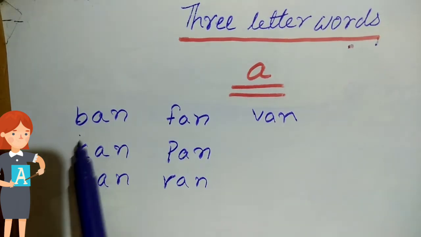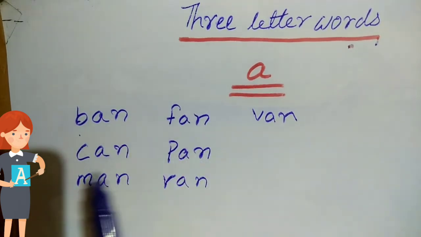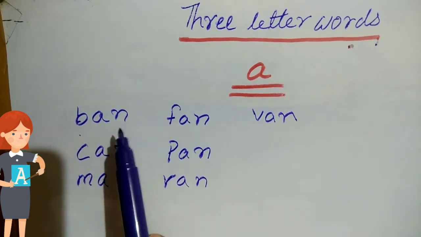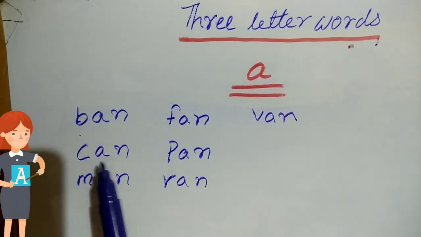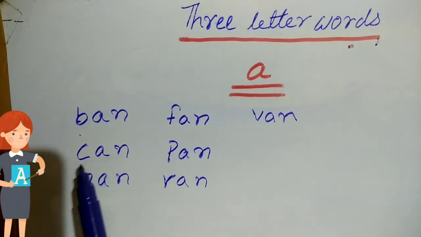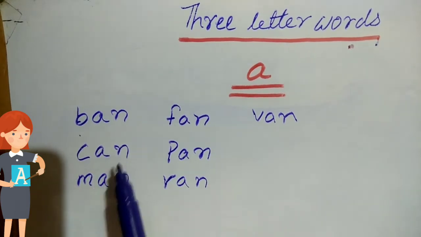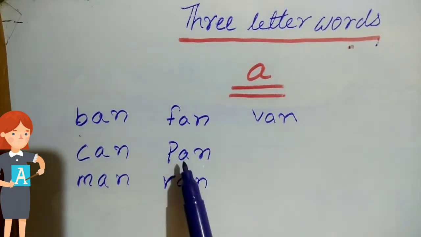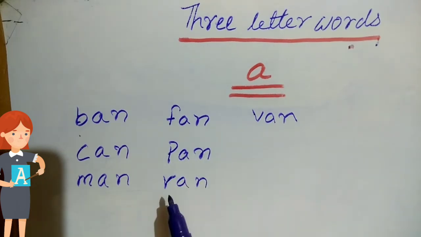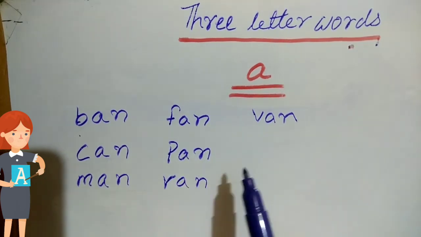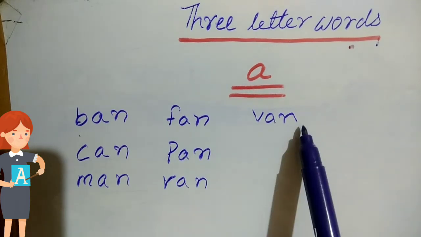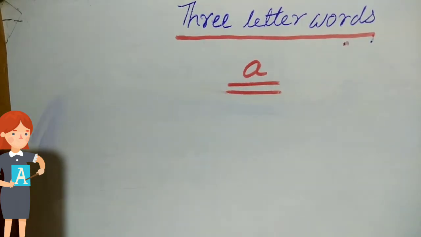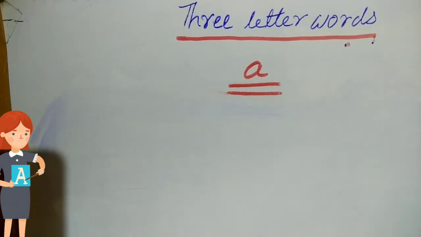Now repeat. B, A, N, ban. K, A, N, can. M, A, N, man. F, A, N, fan. P, A, N, pan. R, A, N, ran. Now again, with the help of this vowel A, we can make other words.